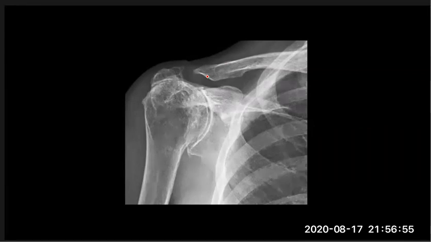Sorry, these are the main findings. And the differential diagnosis we put: hyperparathyroidism, rheumatoid arthritis, complete rotator cuff tear, post-traumatic, and even metastasis. And the case here is rheumatoid arthritis. Okay, we can move to the next case.